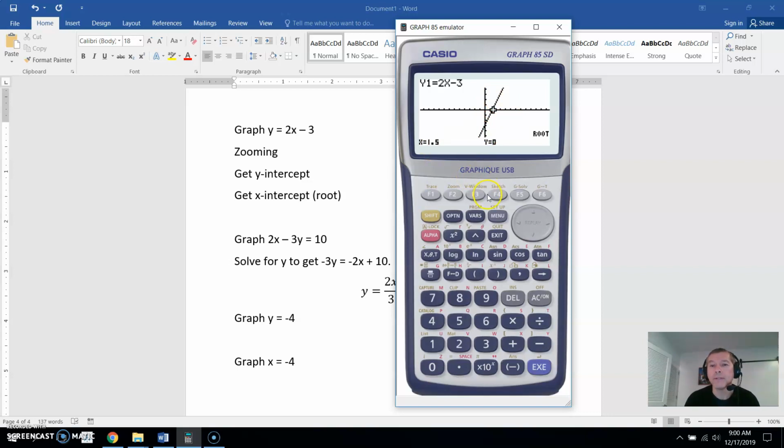If you want to zoom in on a spot, you can do zoom and go in and pick the place that you want to zoom in on. Like if you want to zoom in on that y-intercept there, you can hit execute and it will zoom in on it. Let's go ahead and graph another one.